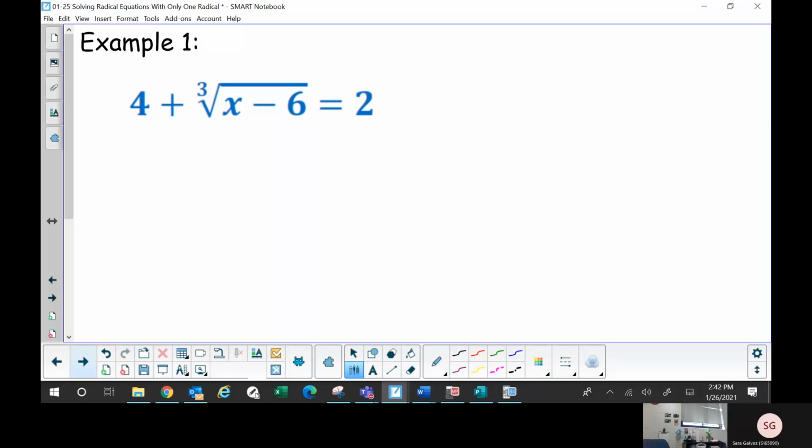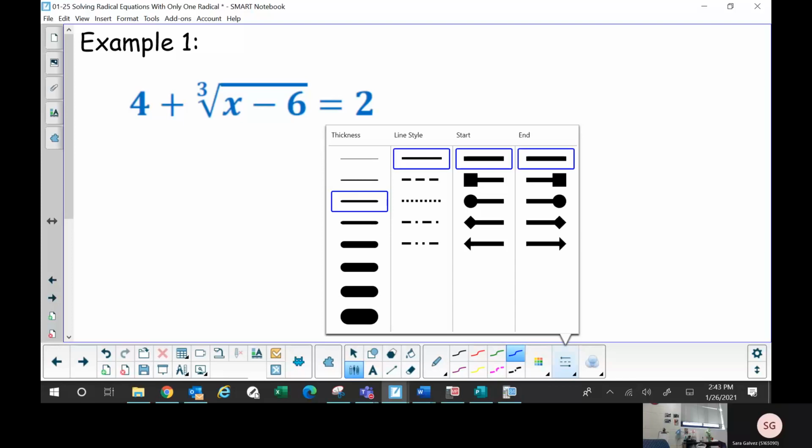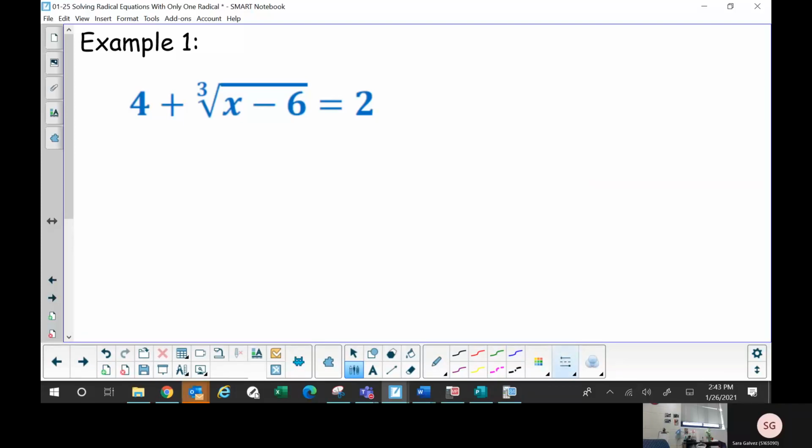Here, we're going to follow the same pattern. We're going to isolate the radical. So Ryan, how would I isolate the radical here? I need to subtract 4 from both sides. That's where you start. So then we have, Sarah, can you still see my screen? Two minus 4 is -2.